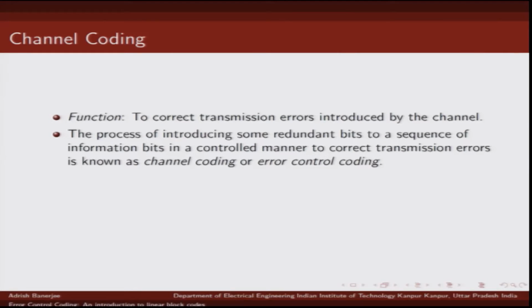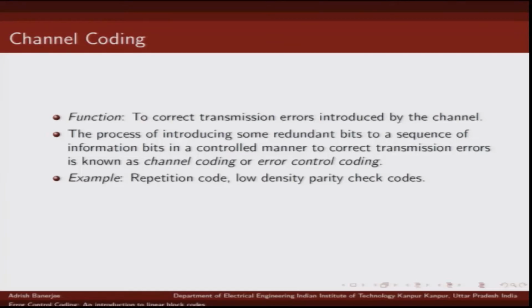This process of adding redundant bits, which we call parity bits, to our message bits is known as channel coding or error control coding, and it is essentially done to detect or correct errors caused by the transmission medium. In the last lecture, I already gave an example of a very simple code, the repetition code. Throughout this course, we are going to talk about some other examples of error correcting codes.